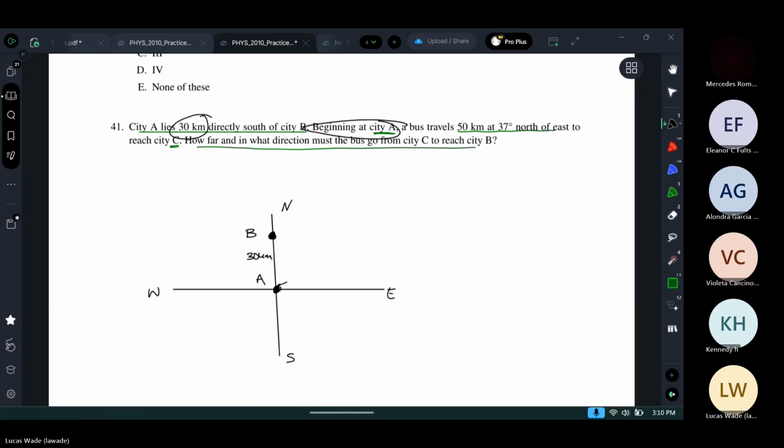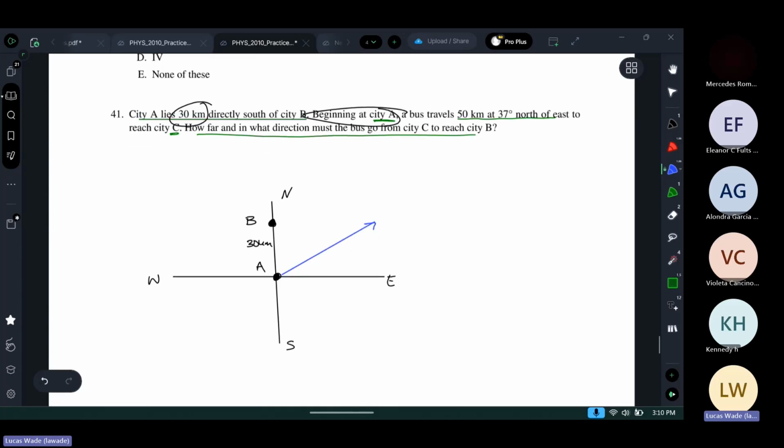And then the bus actually goes 50 kilometers, 37 degrees north of east. And I'm just kind of guessing on this. I don't know that that's the right length or right angle. I'm just sketching. So 50 kilometers, 37 degrees north of east takes us to city C.